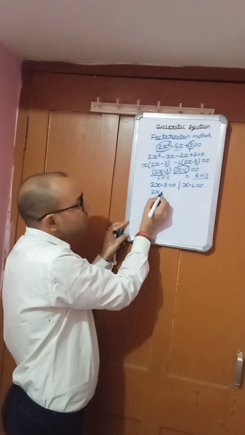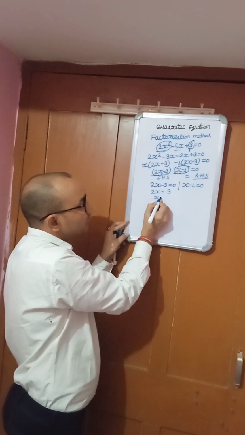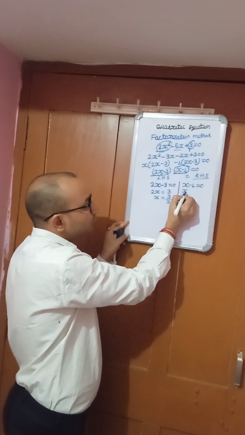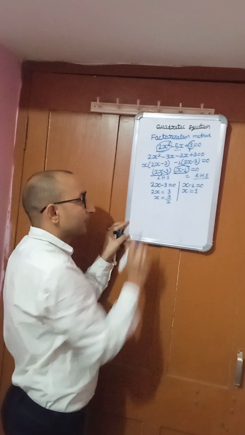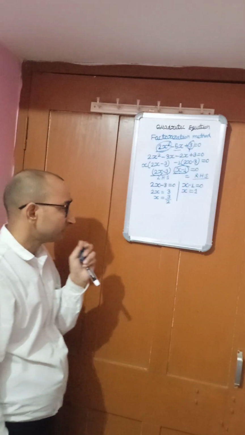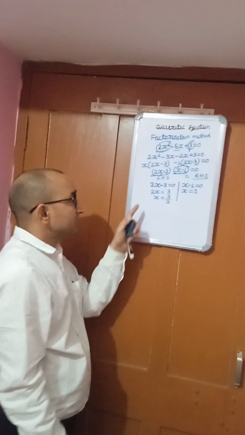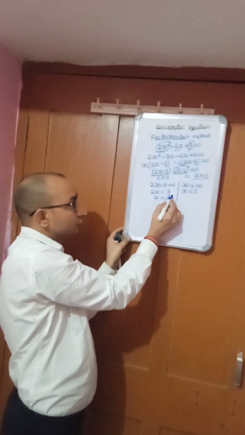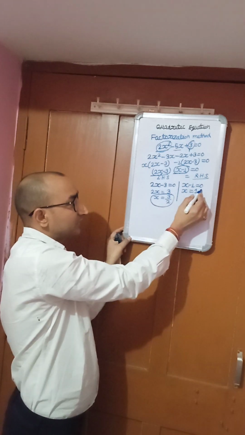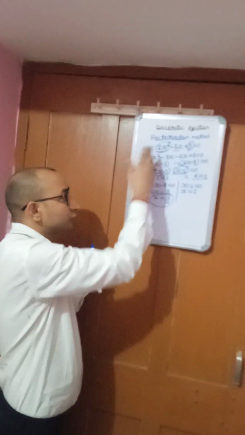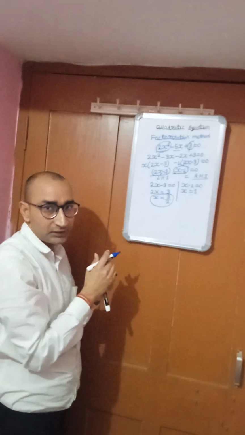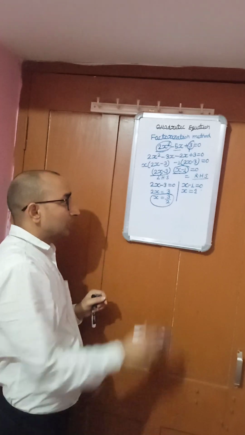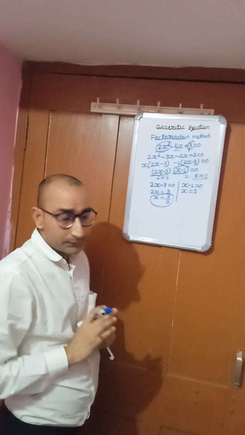2x equals to 3, then x equals to 3 by 2. Here x equals to 1. So see here, the highest power is 2. That is why it has 2 solutions here. One is 3 by 2 and another is 1.